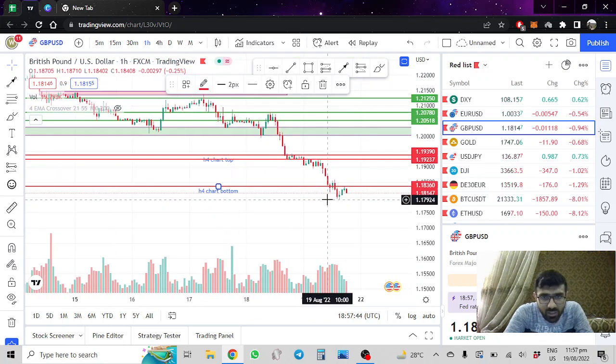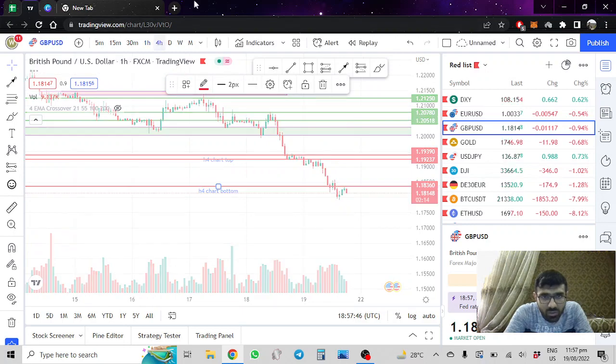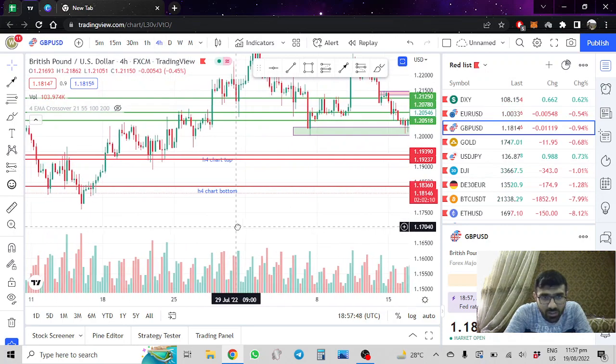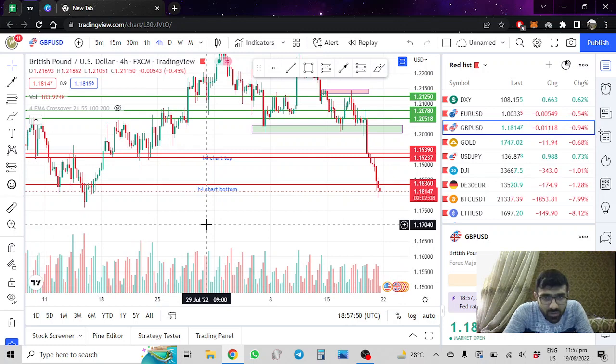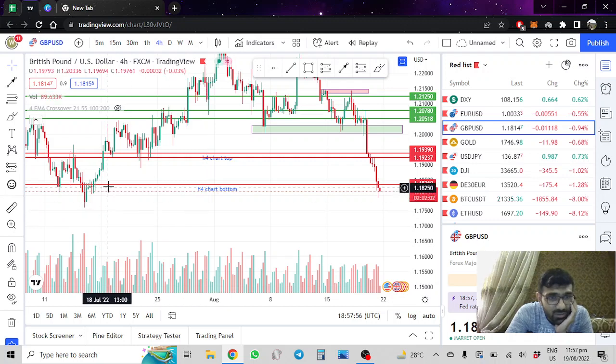Just for more understanding, I'm going to open the 4 hour chart so I have a better idea of where we have the previous most recent areas of support and resistance. So this area has been marked previously, but it has been broken. So the next area, this was an area of support, but the market has gone down till here today.